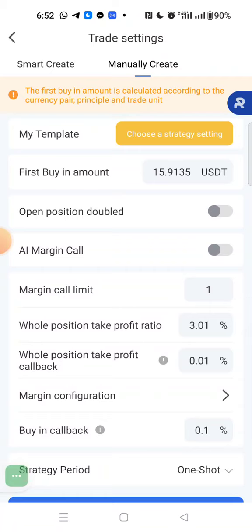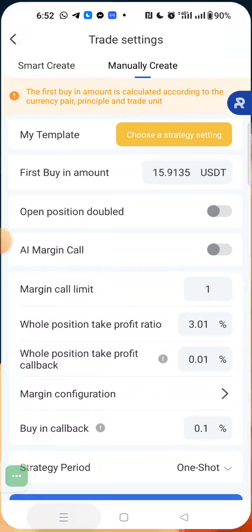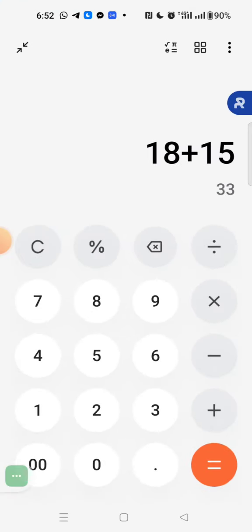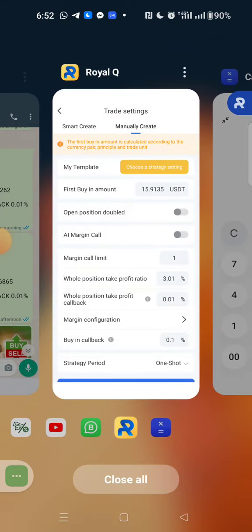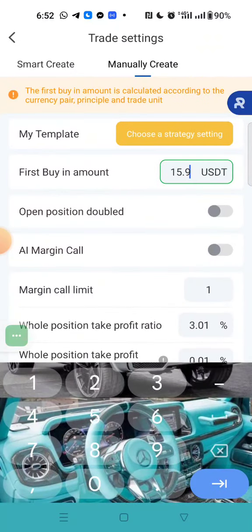Now we are done with $100. So it's the same thing. You have $200. You say, okay, I will divide by 3. It is 66. So I will use $66 per signal. You see? So you say your first buying amount will be 15 also.